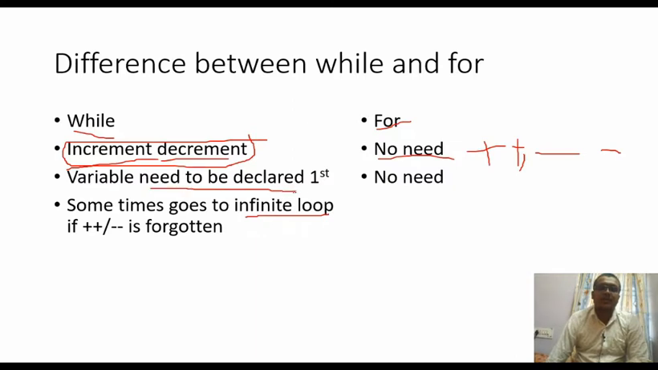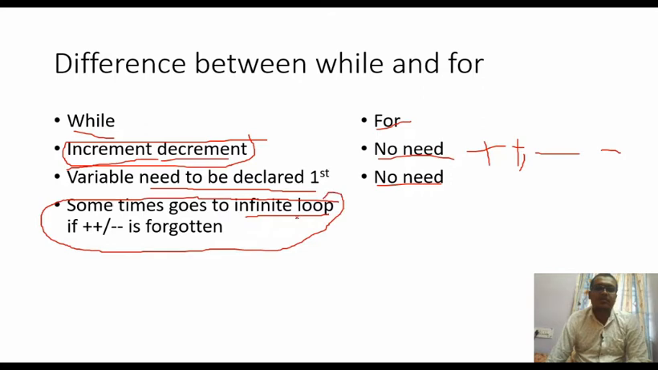Also, the variable you are using inside the loop needs to be declared first in a while loop, and here there is no need. So this is a very crucial point. Whenever you are using the while loop, you need to think of infinite loops as well. Care should be taken that it does not go into an infinite loop. If you are not giving an increment or decrement manually, then it will definitely enter the infinite loop.